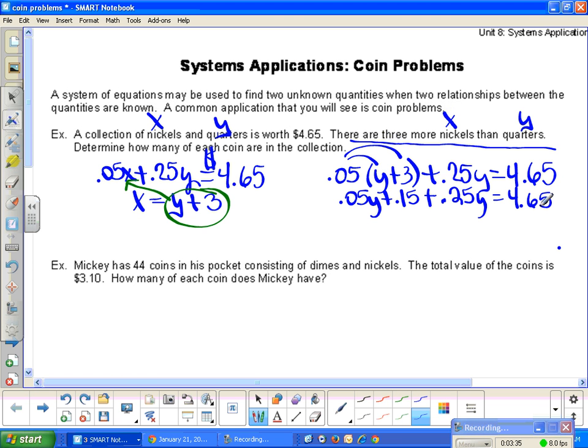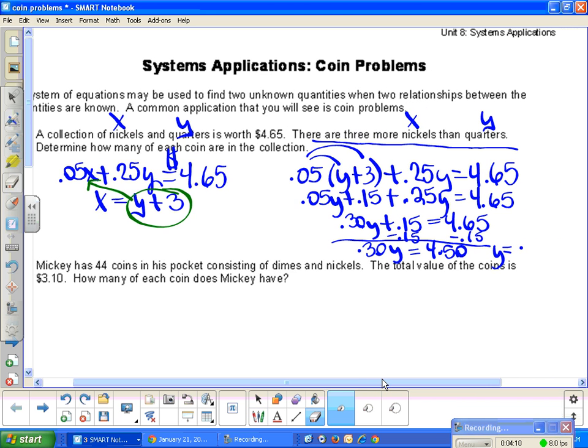You can combine your y terms. What's 25 cents plus 5 cents? We have 30 cents y plus 0.15 equals 4.65. I think you're going to find it easier once you start using money because you can keep your decimals and everything in place. Subtract 15 cents from each side. So we have 0.30y equals 4.50. Divide both sides by our 30 cents. What do we get for y? 15. And what is 15 here? Is that nickels or is it quarters? Quarters. That's why you label it. Okay? So this is 15 quarters.